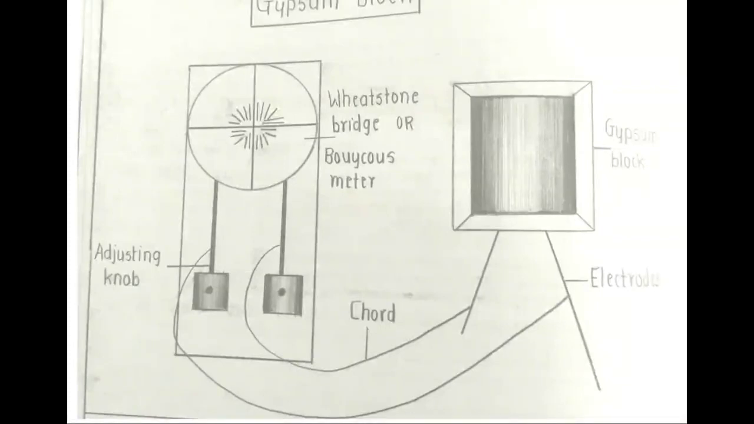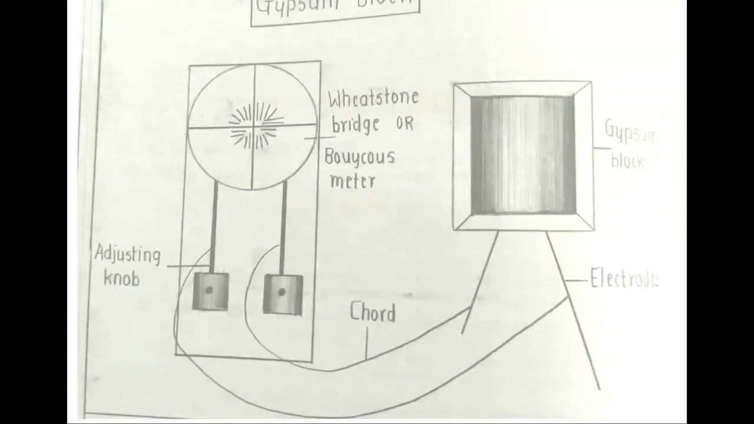When the soil is wet, electrical conductivity will pass from the gypsum block through the electrodes, and when the conductivity is more, the resistance is less. So we can record resistance: when the soil has more moisture, there is less resistance.